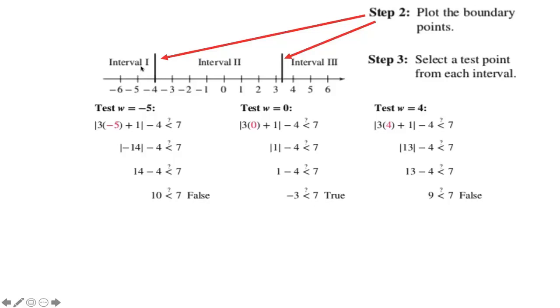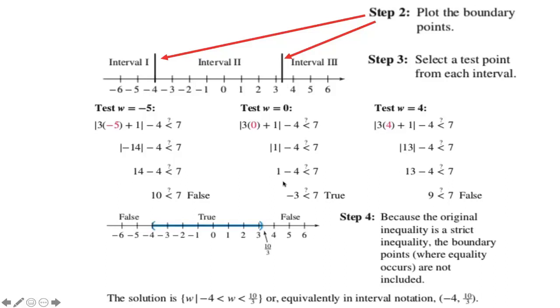So if I plug in, say, negative 5, any point in this interval will work. Pick negative 5. If I plug it in, I get that it's false. But if I plug in 0 in here, I get that this is true. If I plug in something over here, say 4, I get that it's false. So that means the only place where this is true is this interval, and that must be the solution. So this is another way of doing inequalities: solve for equality and then use test points.